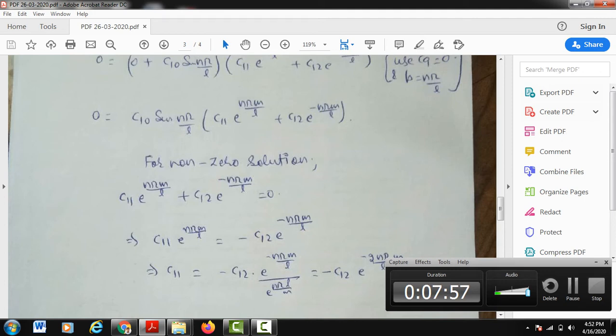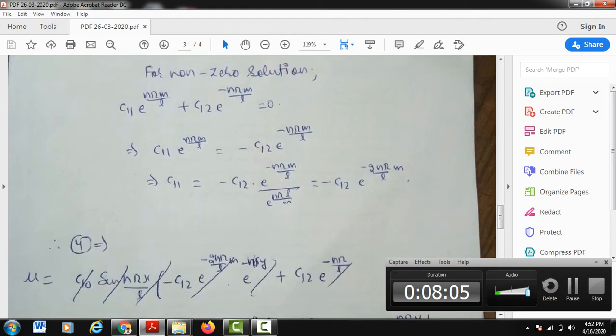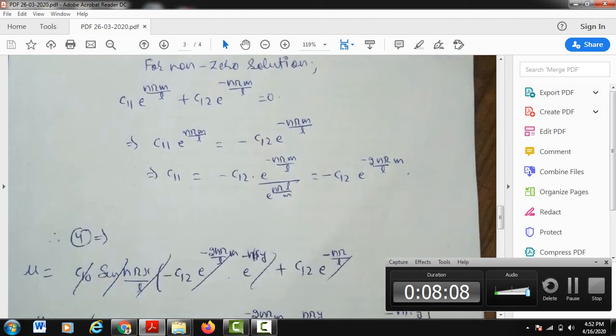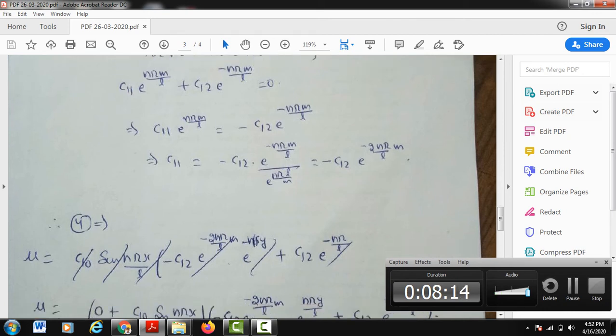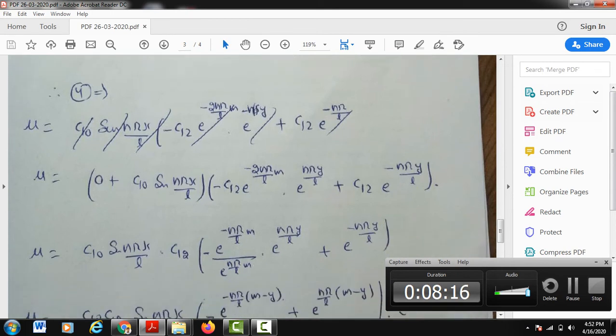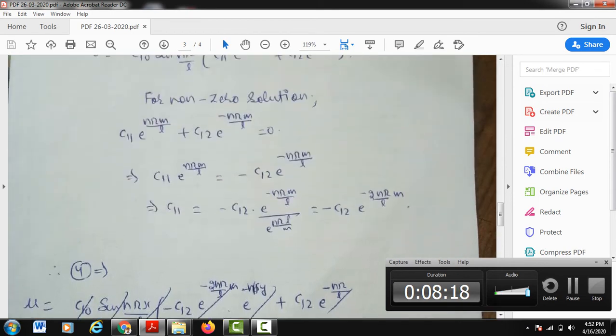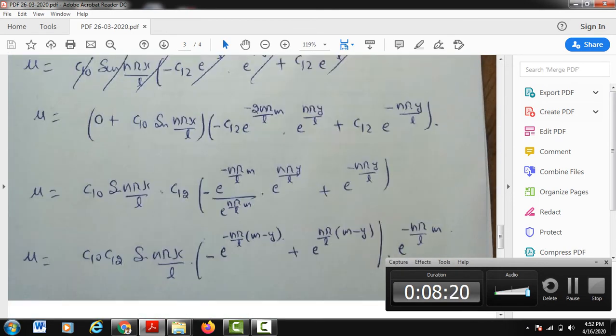So C11 is minus C12. This factor will go into the denominator, as these two factors are being divided having the same base, so their powers will be subtracted. So it will lead to minus C12 e to the power minus 2 n pi m over L. So we are writing the value of C11 over here.